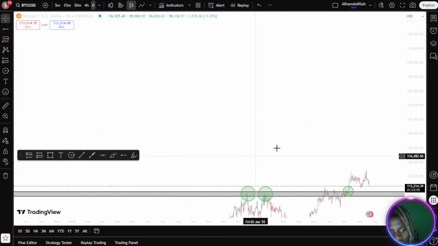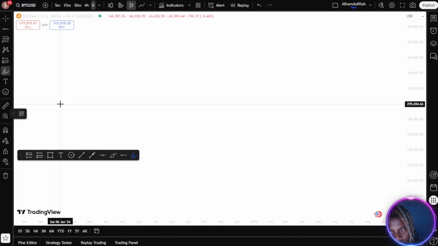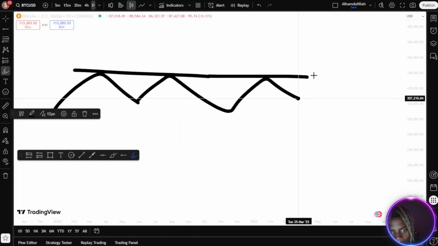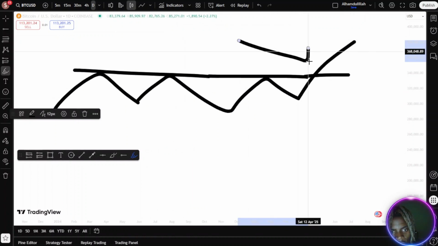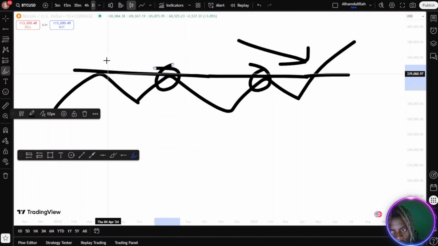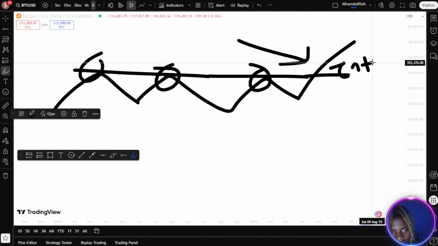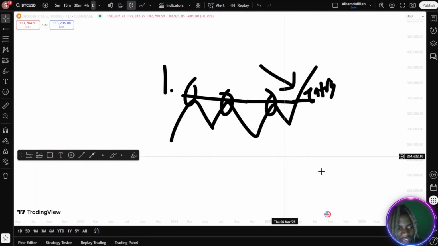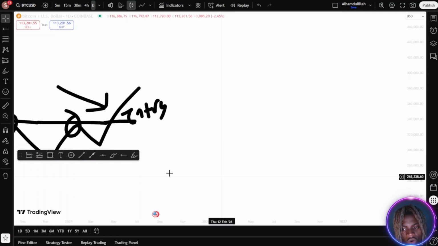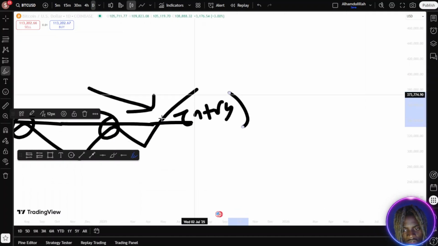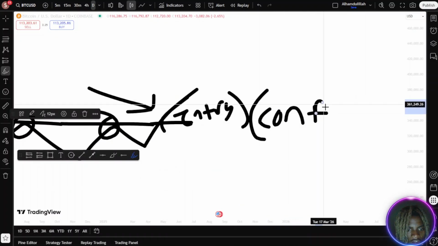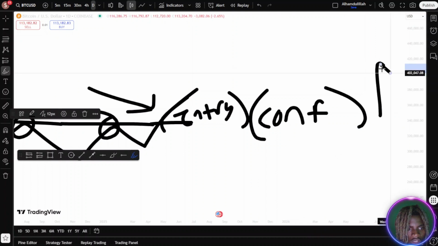So only when the resistance breaks does it matter. Exactly. So boom, the resistance has to break in order for the entry to be valid. Okay. So that's going to be model number one. Now, breakouts can either be an entry or they're going to be a confirmation. So they're either going to be an entry or confirmation that price wants to go up.